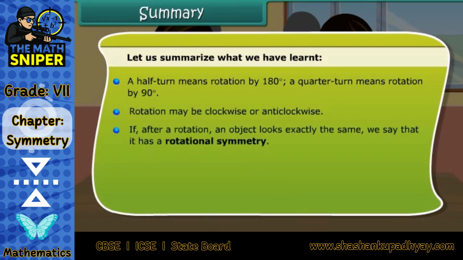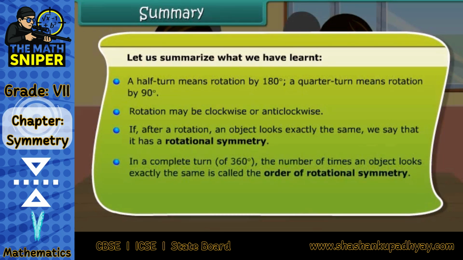If after a rotation, an object looks exactly the same, we say that it has a rotational symmetry. In a complete turn of 360 degrees, the number of times an object looks exactly the same is called the order of rotational symmetry.